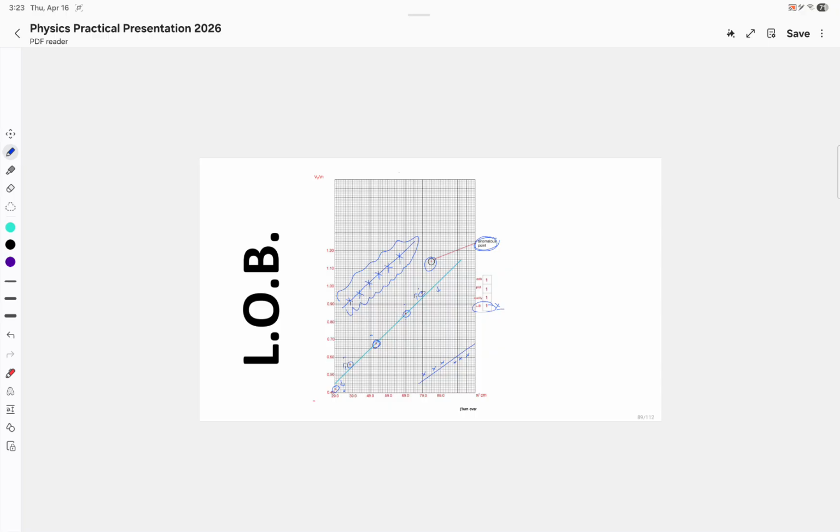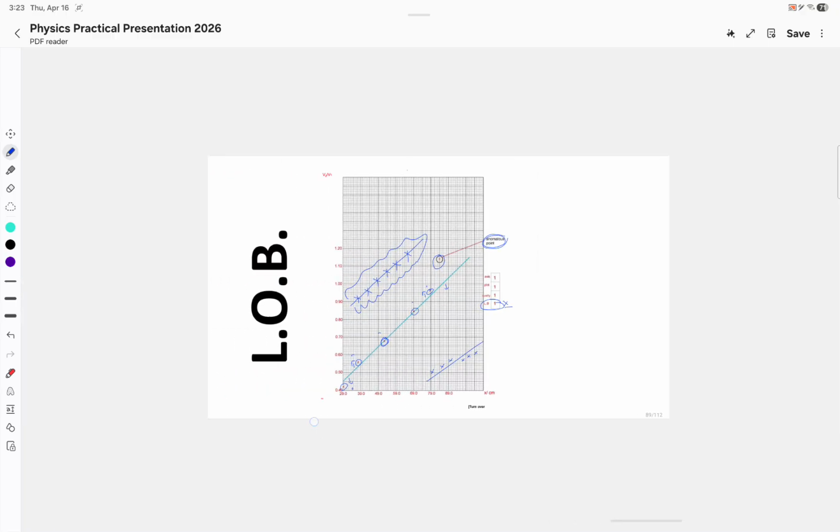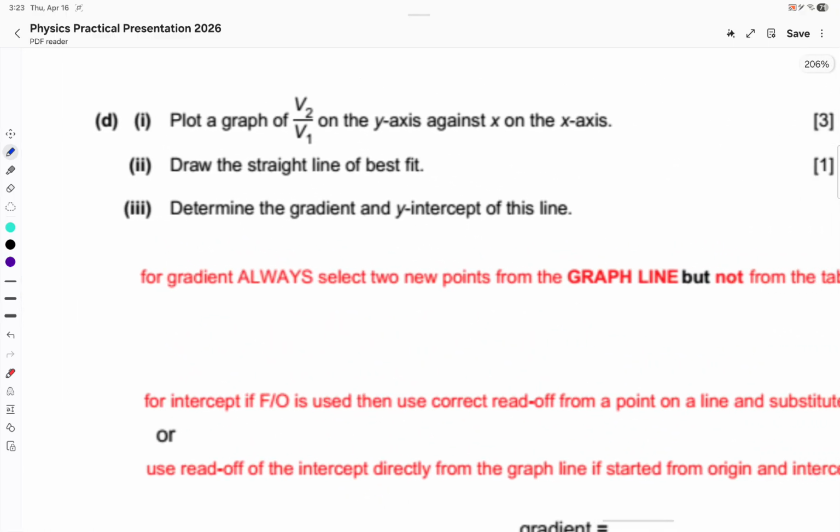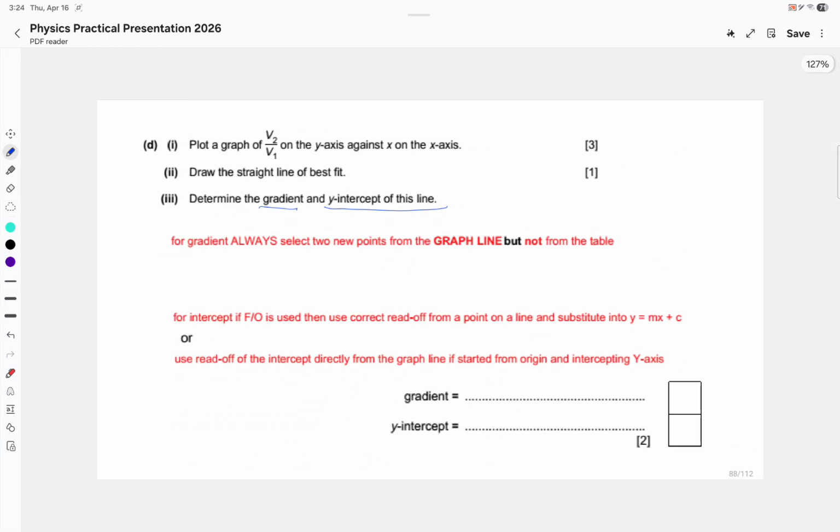Okay, all right. After the line of best fit, quality, plot, and axes are done, they will ask you to draw the line of best fit, then determine the gradient and the y-intercept of the line. Here is a point and food for thought: for finding a gradient, always select two new points from the graph line but not from the table. This is the instruction. For the intercept, if a false origin is used, then use the correct read-off from a point on the line and substitute into y = mx + c.